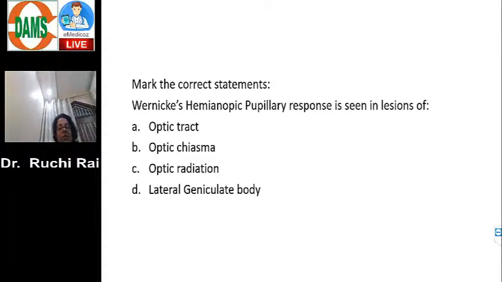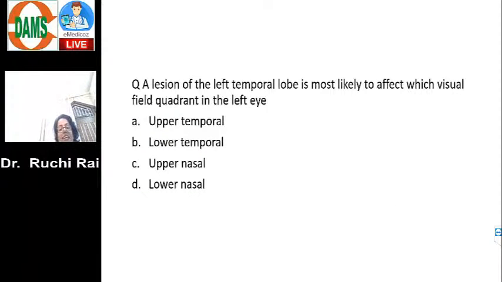We are coming to the next question. Look at the next question. So, Wernicke's hemianopic pupillary response is seen in lesions of. Okay, very good. Yes. Question number 2. We all know it is tract lesion. Optic tract lesion. Okay, answer me this, all of you. Look at the question. Read carefully. A lesion of left temporal lobe is most likely to affect which visual field quadrant in the left eye?